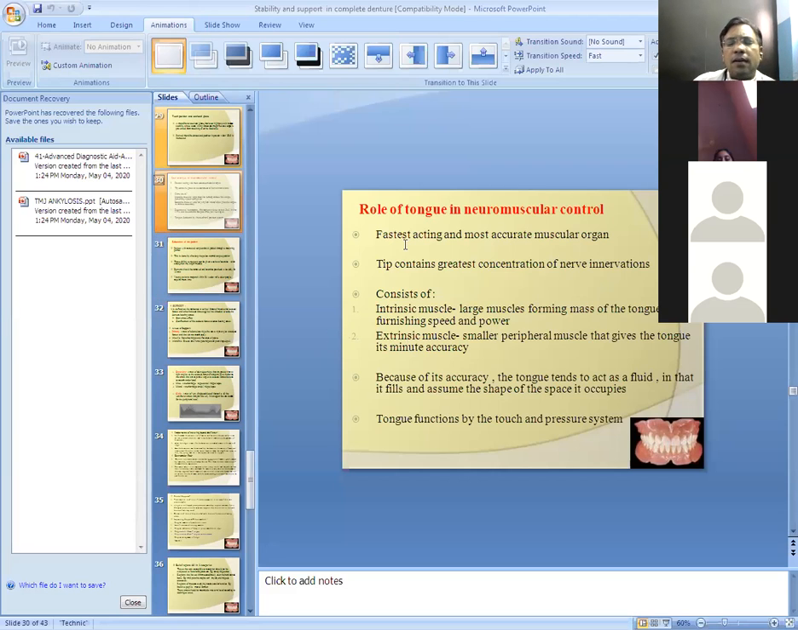Our tongue has 4 intrinsic muscles and 4 extrinsic muscles. Whenever a patient has hyperactivity of the tongue muscles, the tongue plays an important role in the stability of the denture. With a normal tongue, there will be the best stability. If a hyperactive tongue is there, then there will be less stability.